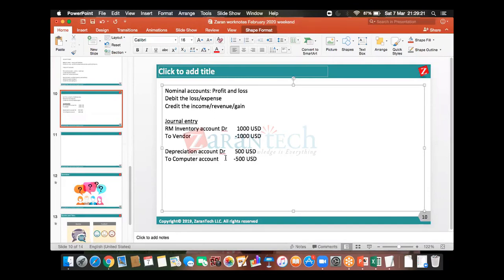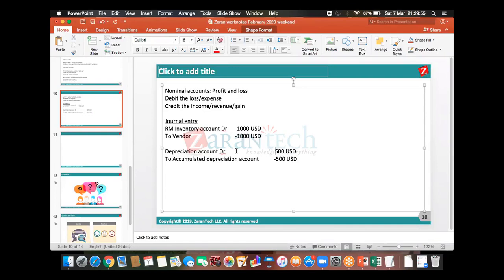Now in SAP, some discrepancy again. The depreciation account, fine, it is an expense account, and it is debited. But the credit account is not the computer account, not the asset, but accumulated depreciation on the asset. The accumulated depreciation account has to be credited.